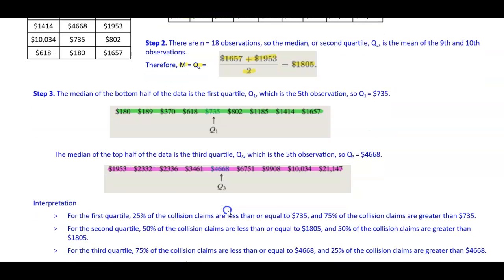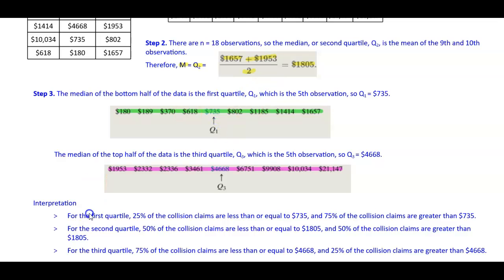So let's interpret this result. For the first quartile, 25% of the collision claims are going to be less than $735, and 75% of the collision claims are going to be greater than $735.